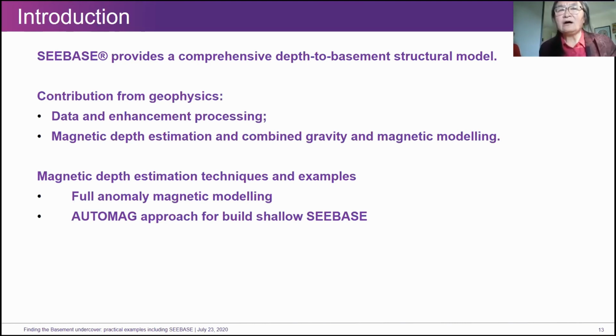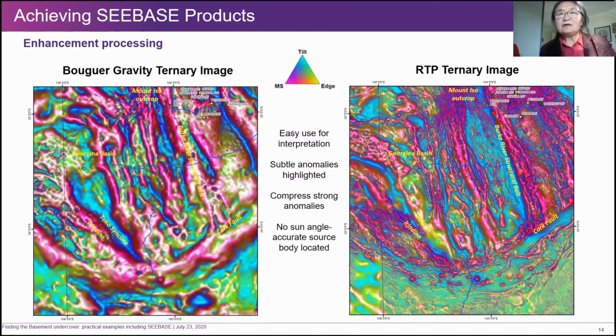I will talk more about magnetic depth estimation techniques and provide some examples. I will go through what we call the 4 anomaly magnetic modeling approach, and I will talk more about AUTOMAG and using this approach to build some shallow SEEBASE. So here is one of our products, the enhancement processing ternary image, which is composed of 3 filters: tilt, modulus, and edge filter. The left side is the gravity, and the right side is RTP.